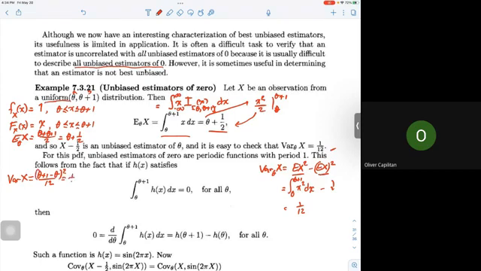So, 1 over 12. Satisfy pa rin natin ito. Or, pwede ito yung paggamit niya to verify. So, for this PDF, unbiased estimators of 0 are periodic functions with period 1.